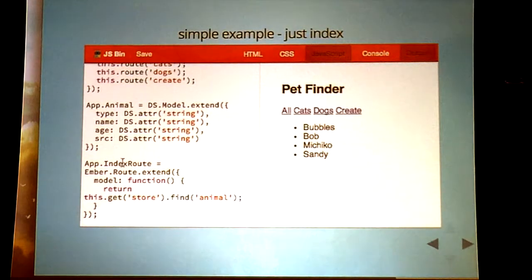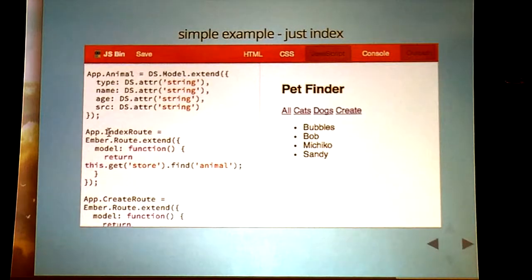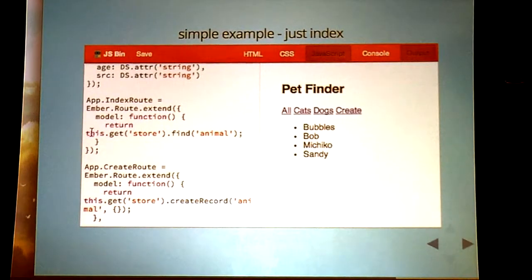This is one of my models. This is the animal. They're all animals. They just have a different type, name, age, source. I think in the later example I added gender. And then in the index route, I'm going to grab all the animals from my store. This right here is actually hitting the fake server endpoints and returning the fixture data, which is why we see the fixture data here. It's going to match what I had up above.